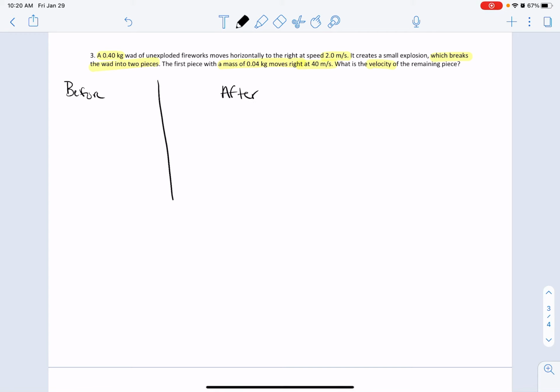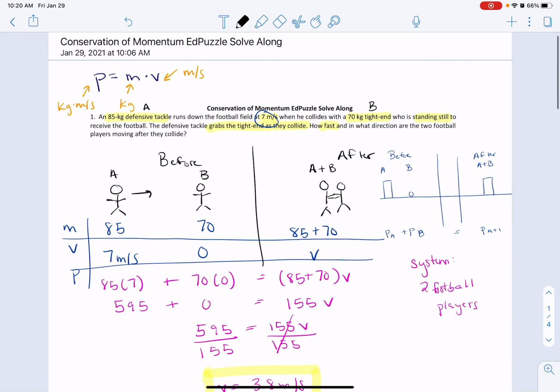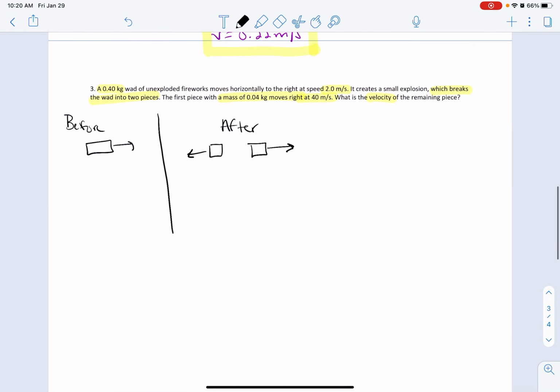Okay, so before we have fireworks, they're moving to the right. And then after, it splits into two pieces. Okay, and then one we know is moving to the right, which means the other one's probably moving to the left. So in this case, this is sort of like the opposite of our first problem. In the first problem, we had two objects that stick together. And in this one, we have one object that splits apart.